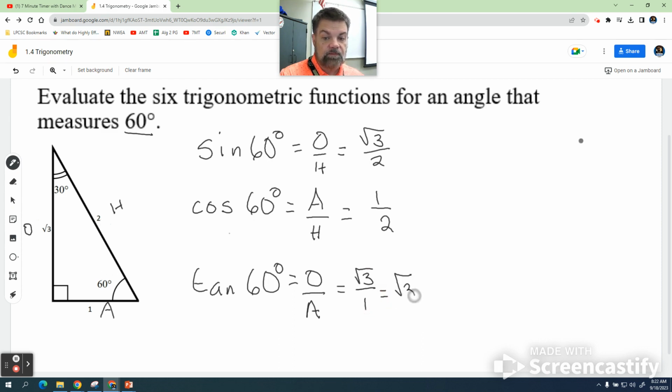That's just the square root of 3. Now, what is the reciprocal of sine? Anybody know off the top of their head? Cosecant, right? Everybody thinks cosecant is the reciprocal of cosine. It's not. So cosecant is just going to be the hypotenuse over the opposite. Okay? So then that's going to be 2 over the square root of 3, right? We're just reciprocating these.